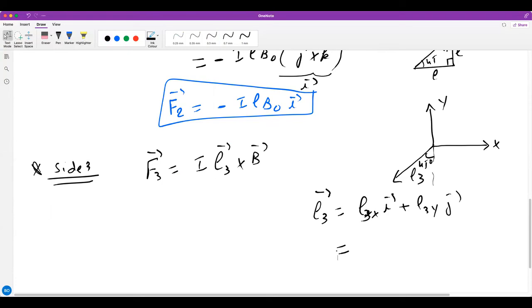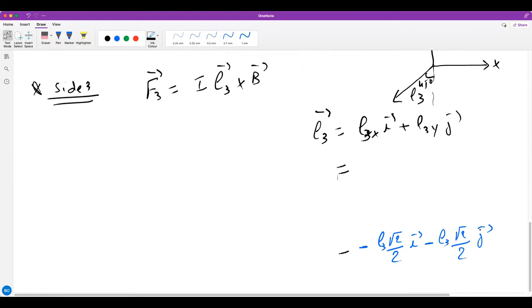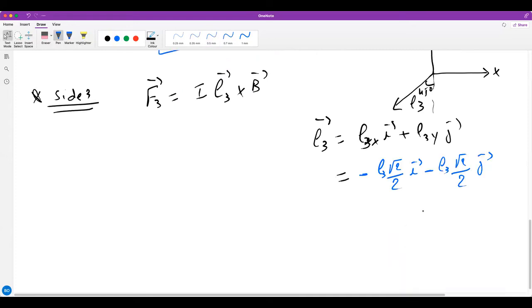This can easily be calculated, and you can find that it's equal to minus L square root of 2 over 2 i minus L square root of 2 over 2 j, times the magnitude of L3. In addition to that, from the Pythagorean theorem, the magnitude of L3 is equal to the square root of L squared plus L squared. This is the hypotenuse, which means L3 is equal to L square root of 2.